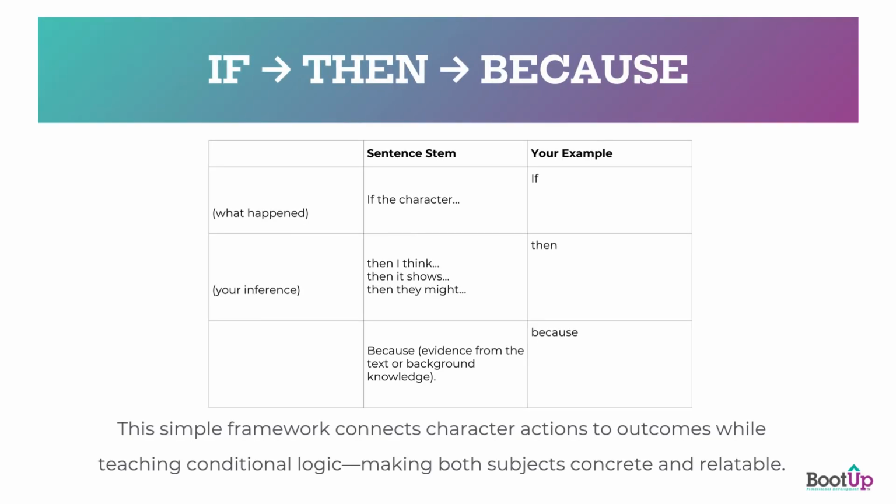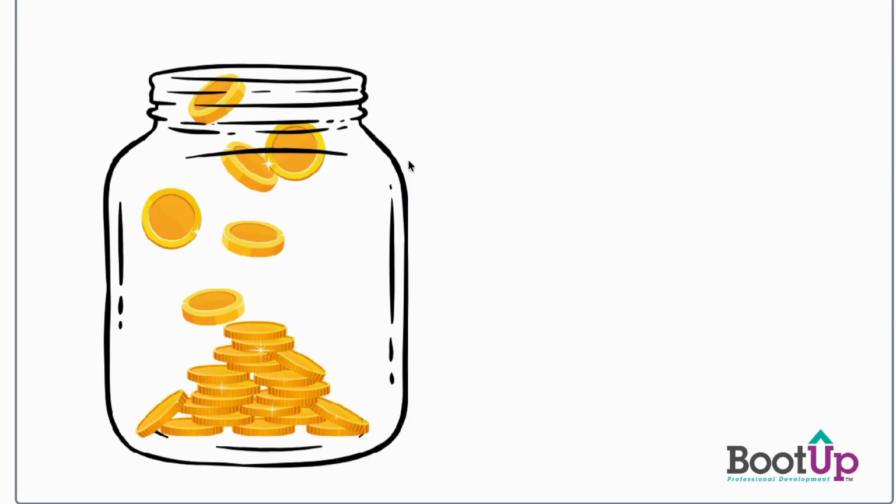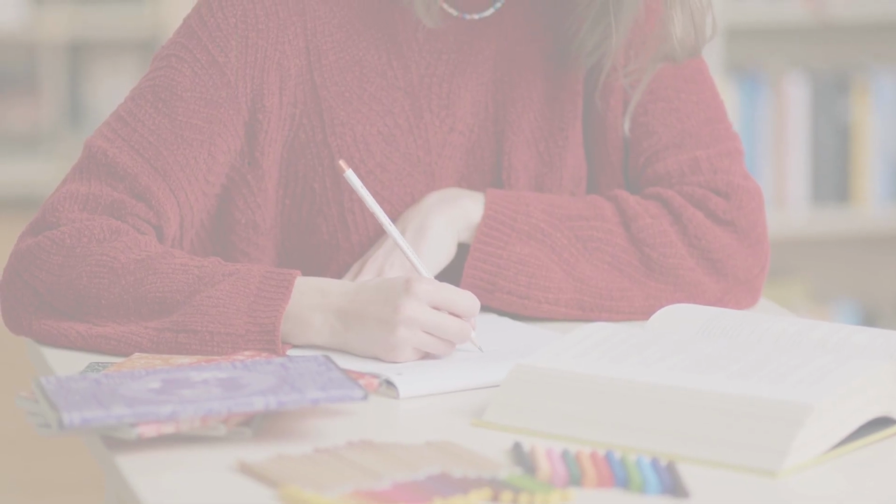Our approach uses if-then logic, the same framework for both reading inference and coding conditionals. Here's the structure. If a character takes an action, what happened in the story, then we can infer their motivation, that's your inference, because the story shows us specific details, that's your proof or text evidence. Students analyze character decisions in literature, then translate those decisions into Scratch code. The result? Both reading comprehension and computational thinking strengthen together.